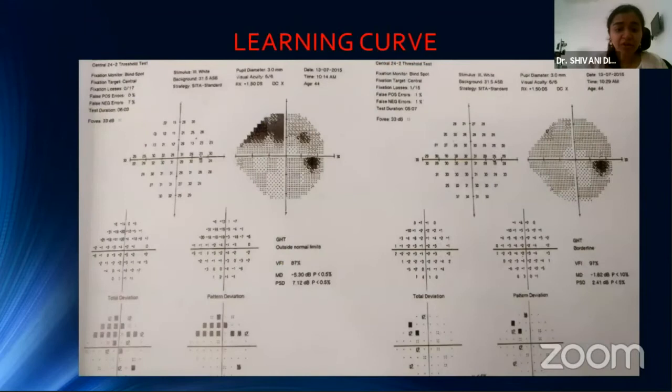An example here on the left, we can see that the visual field is showing a defect in the superior visual field with GHT outside normal limits, and it actually looks like some glaucomatous damage has happened. Now, this test was performed by the patient for the first time. When this test was repeated by carefully explaining the procedure to the patient, we can see how his performance has improved.